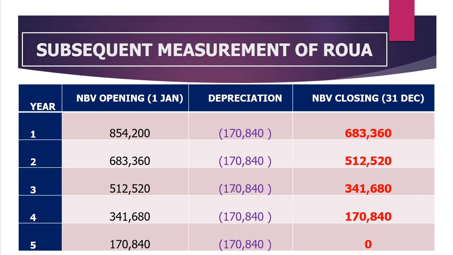Then for year 3, you do the same. You get 854,200 minus 170,840,000 times the 3. What you get is the net book value at the end of year 3. Likewise for year 4, and by the end of year 5, we no longer have the rights. The lease period was for 5 years, so it is depreciated to 0.